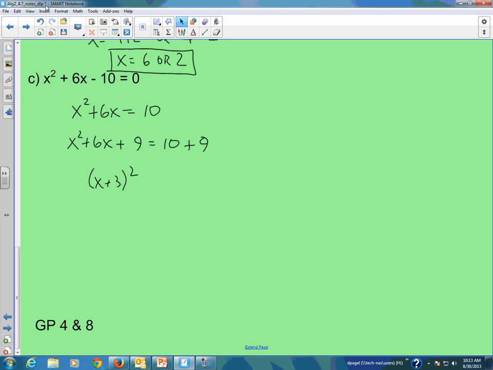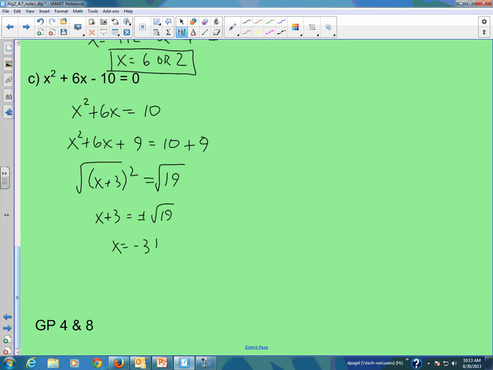So we did our binomial squared on the left. We ended up with a 19 over there on the right-hand side. We square rooted both sides. Plus or minus the square root of 19. That's okay. I'm just going to have a radical in my answer. Move the 3, and we get negative 3 plus or minus the square root of 19.